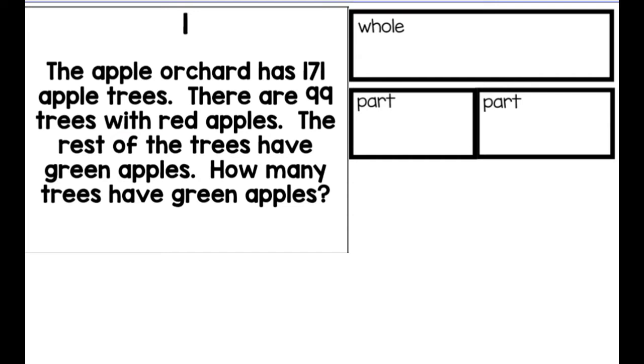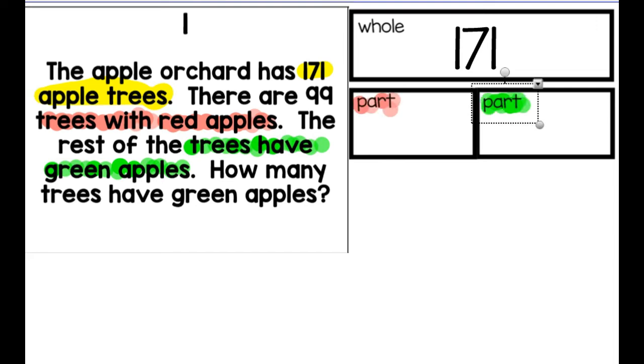All right, number 1 says, the apple orchard has 171 apple trees. That means 171 apple trees is the whole. There are 171 trees in this orchard. Now the orchard is split into 2 parts. What are the 2 parts? Well, there are the trees with red apples and the trees with green apples. These are the 2 parts.